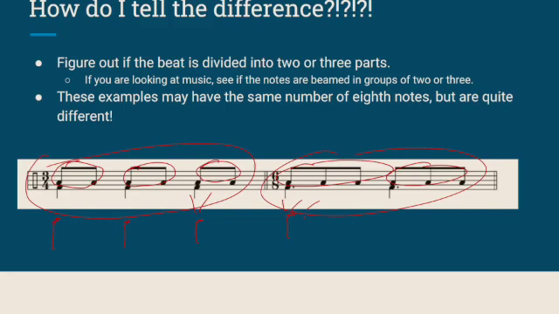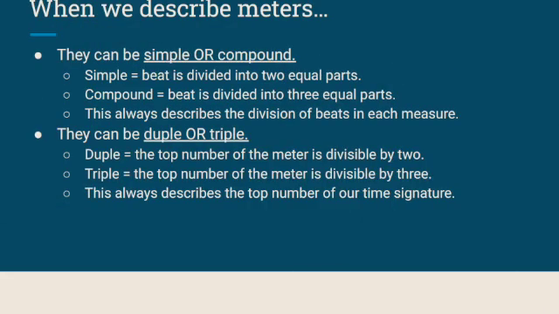So that's that. So when we describe meters, they can be described as simple or compound first. So simple means the beat is divided into 2 equal parts, so essentially anything with a 4 on the bottom. And compound means the beat is divided into 3 equal parts. So you could have simple or compound, which describes the division of beats in each measure.